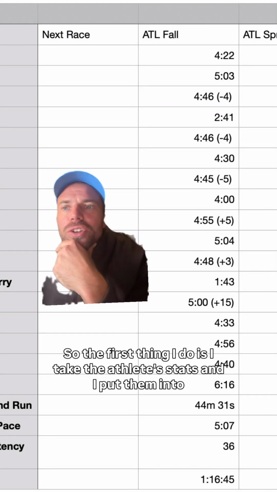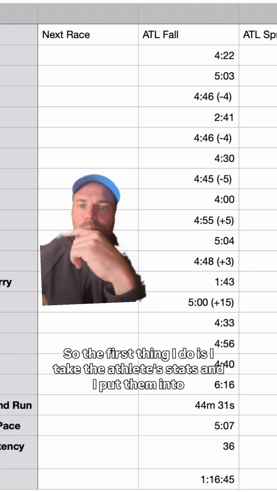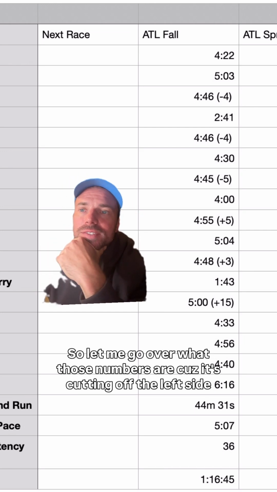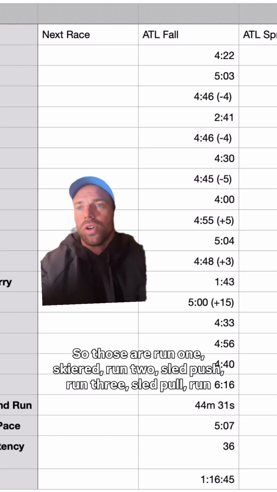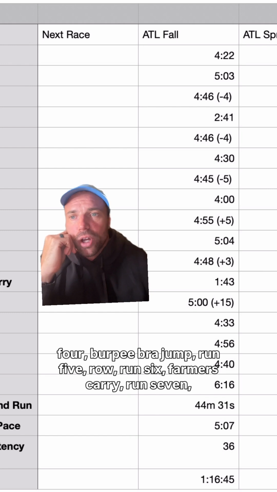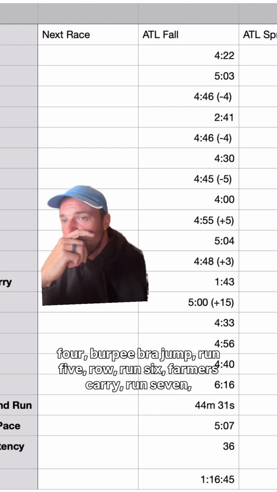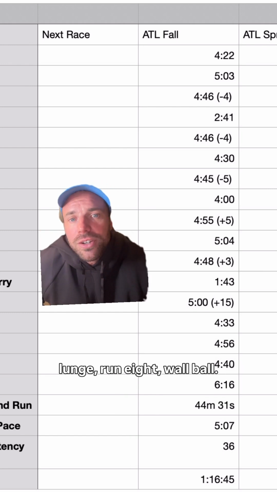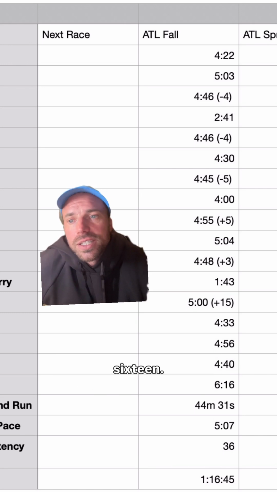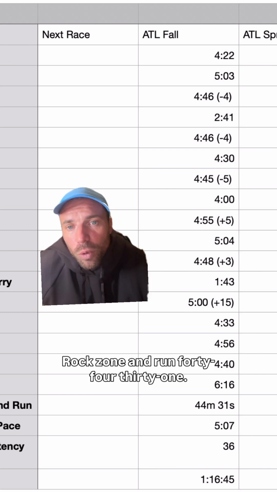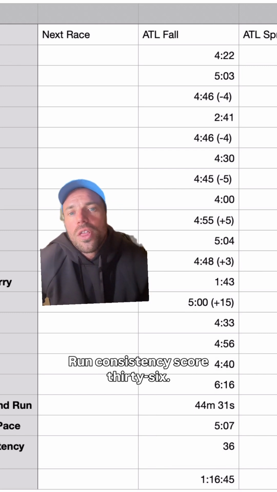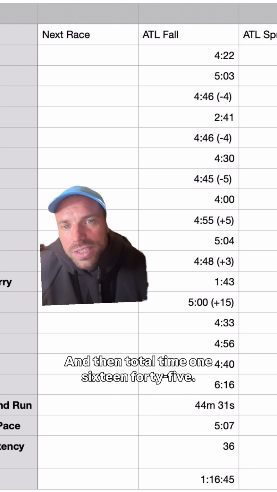So the first thing I do is I take the athlete's stats and I put them into this fancy chart I made. Let me go over what those numbers are, because it's cutting off the left side of the screen where I have them labeled. Those are run 1, ski erg, run 2, sled push, run 3, sled pull, run 4, burpee broad jump, run 5, row, run 6, farmer's carry, run 7, lunge, run 8, wall ball. Wall ball's 4:40 if you're following along, and then rock zone 6:16, rock zone and run 44:31, fancy run pace 5:07, run consistency score 36, and then total time 1:16:45.